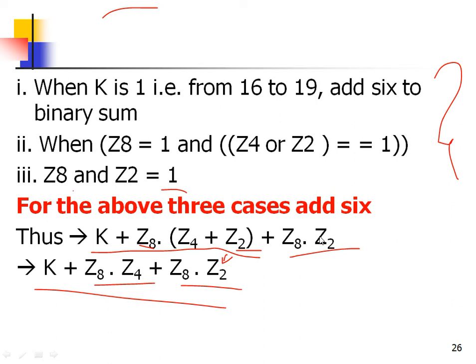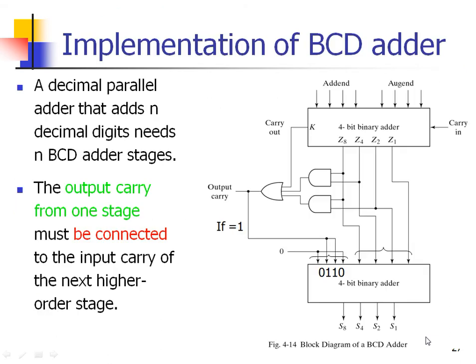So that is what is given here. See, if two 4-bit numbers are added, they are represented as Z1, Z2, Z4, Z8, and carry in is given here and carry out is given here. If these two are added, the output of the binary adder will be represented as Z1, Z2, Z4, Z8, and if there is any carry generated, that is given as carry out here.